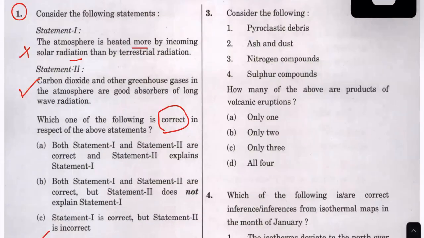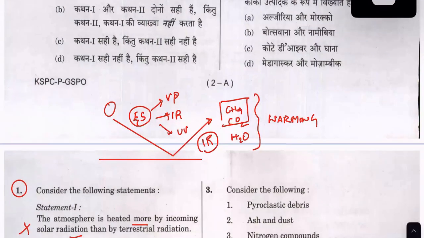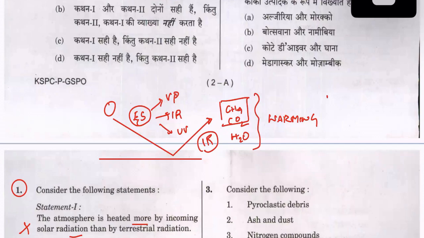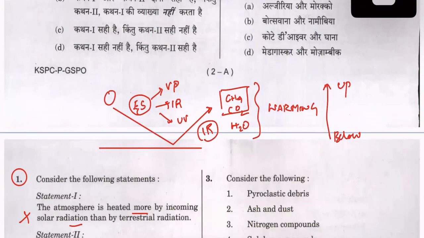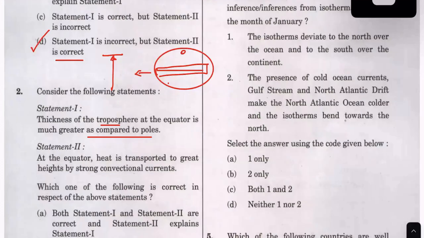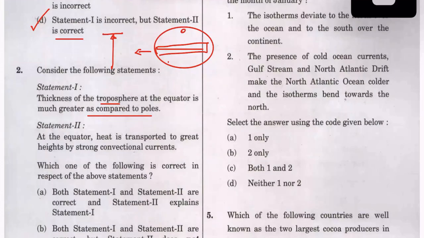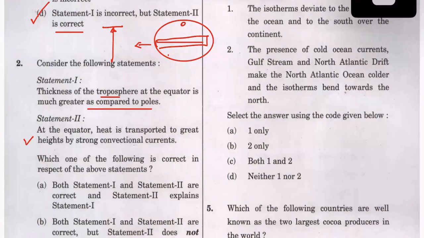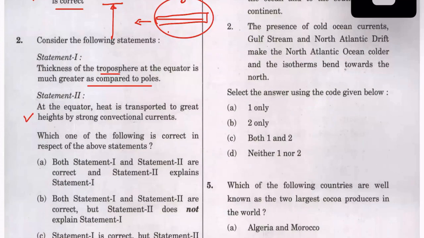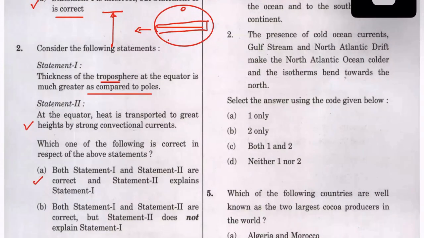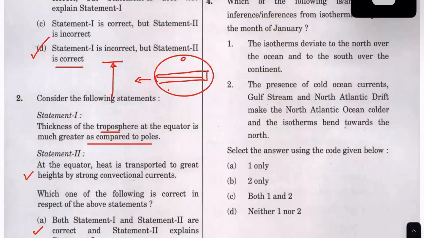Because, as I said, this is actually a continuation of this question. The Earth gets heated up in this direction, so from below to up. So you think about it, in the polar areas the extent of the troposphere will be less. But here they have given that the thickness is greater at the equator compared to the pole, and they have given the reason also. So both statements 1 and 2 are correct, and it is actually an easier question which should have been taken.